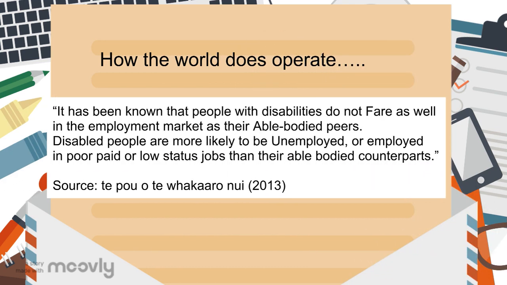However, it has been known that people with disabilities do not fare as well in the employment market as their able-bodied peers. Disabled people are more likely to be unemployed or employed in poorer paid or low-status jobs than their able-bodied counterparts.